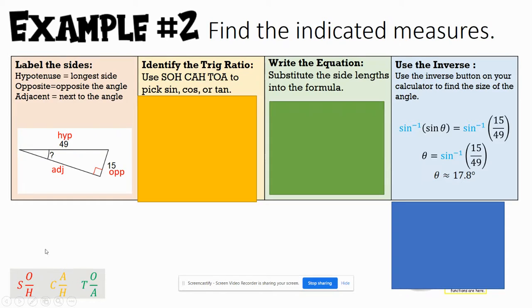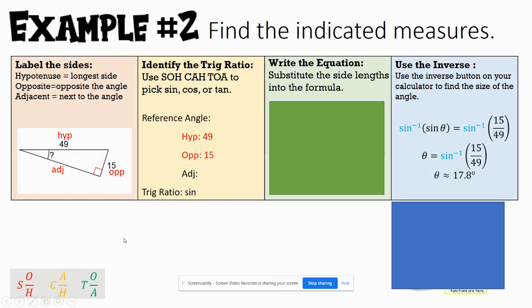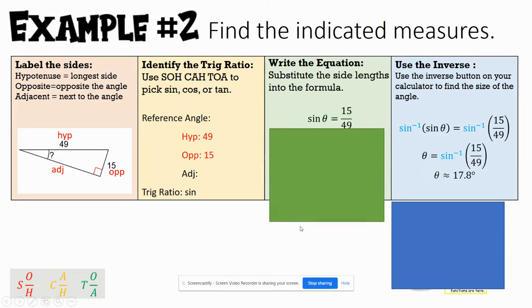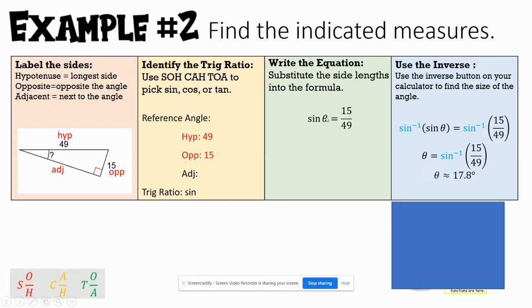What trig ratio uses opposite and hypotenuse? If you said sine, you are correct. So when I set up my equation, I'm going to be using the sine function. However, I don't know the angle, so that's my unknown. Again, if you want to use a question mark, an x, or a theta, that's okay, but you need something to follow the trig word. So I'm going to do sine of theta equals the opposite over the hypotenuse side.